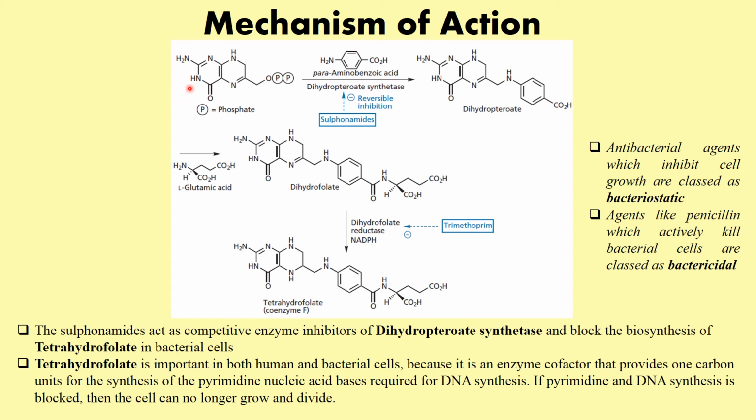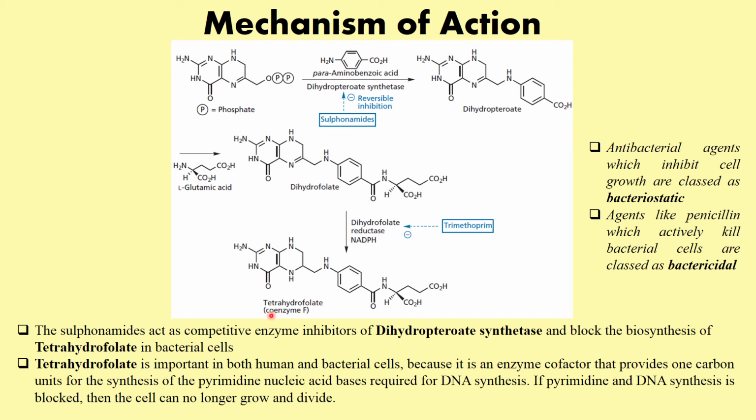So what happens in the first step? We can clearly see that there is a reaction with the para-aminobenzoic acid, and it is this dihydropteroate synthetase, the enzyme which facilitates this attack of para-aminobenzoic acid on this moiety. So what we get is this dihydropteroate, which is treated with the glutamic acid. So this is what we end up getting, and then in the subsequent step, in the presence of the other enzyme, it gives the tetrahydrofolate, which is a coenzyme.